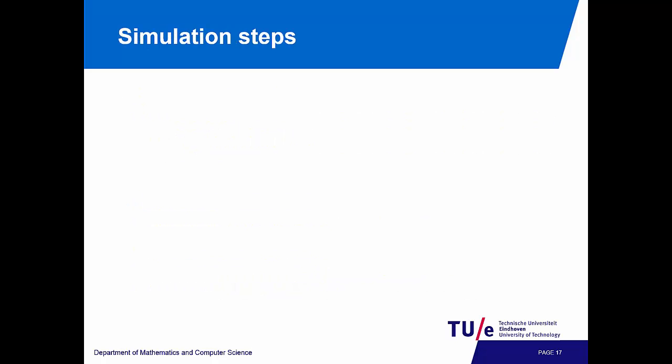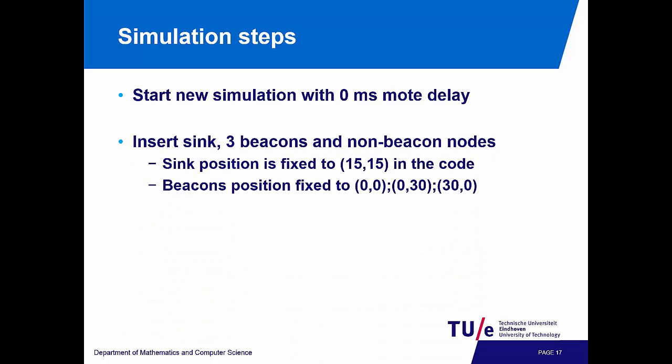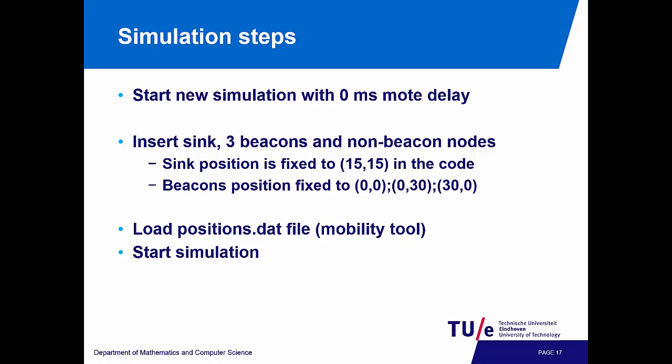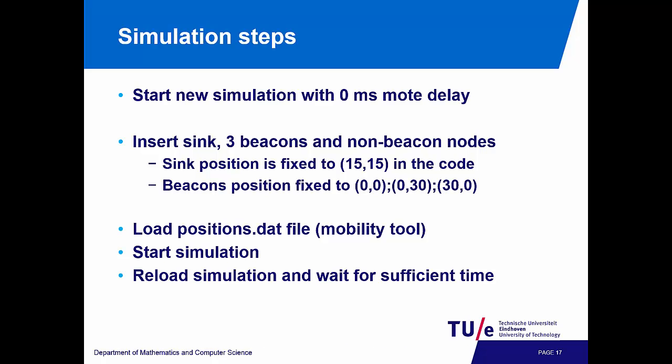Now let us look at the simulation steps. We start the simulation with 0 millisecond mote delay. Then we insert the sync node, 3 beacon nodes, and all the other non-beacon nodes. Note that the positions of the sync and beacon nodes are fixed in the code. Now we load the positions.dat file using the mobility tool. Note that this file contains positions for all the nodes. Now we start the simulation. This arranges the motes according to the dat file. Now we reload the simulation and wait for at least 15 milliseconds of simulation time. We save the log file and extract the data.